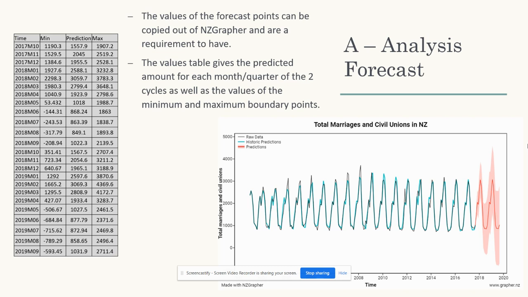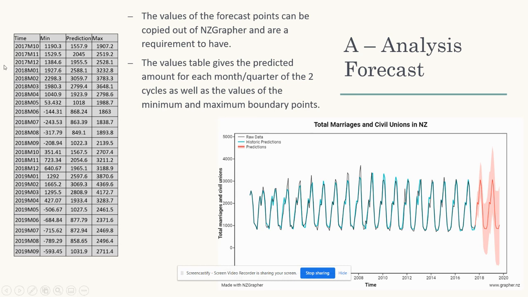This is a continuation on from the extended discussion video that we had last time. So when we are looking at our forecast, we need to have all the primary values that have been included. So that is your actual prediction values as well as your minimum and maximum values.